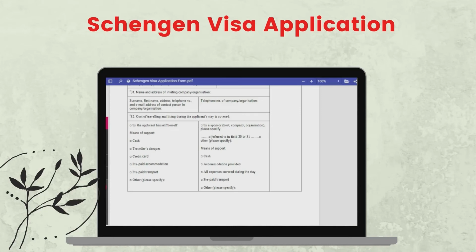And then you have to specify which will be supported, or what will be the means of support. Will it be by cash? Will it be by accommodation provided, or all expenses covered during the stay, prepaid transport, or others? For others, you have to specify what would that be.